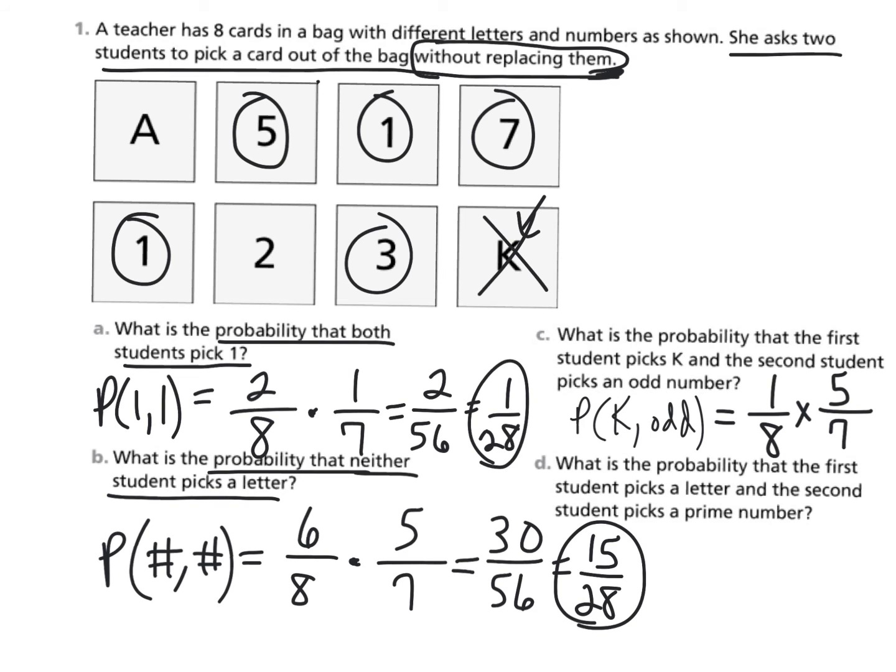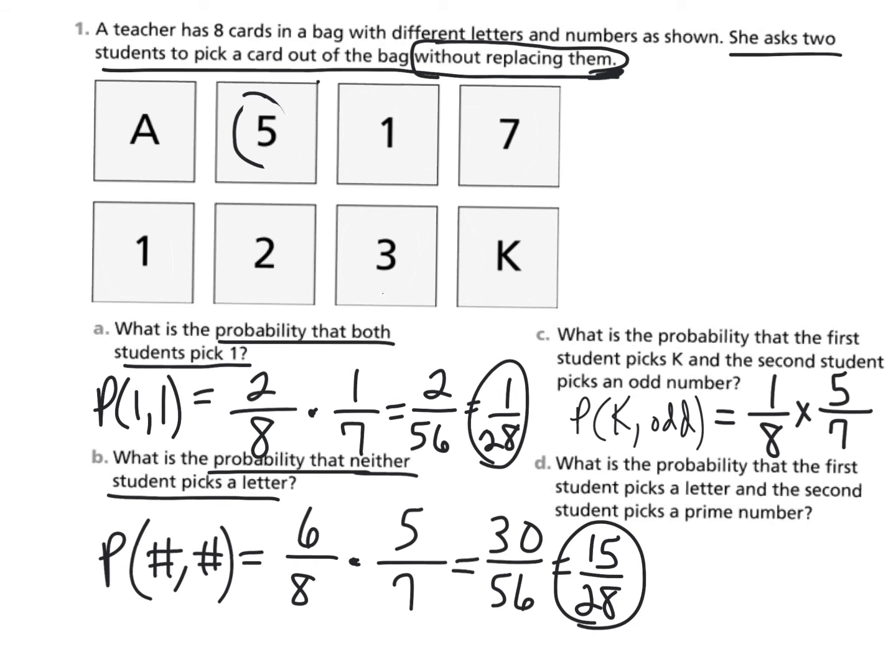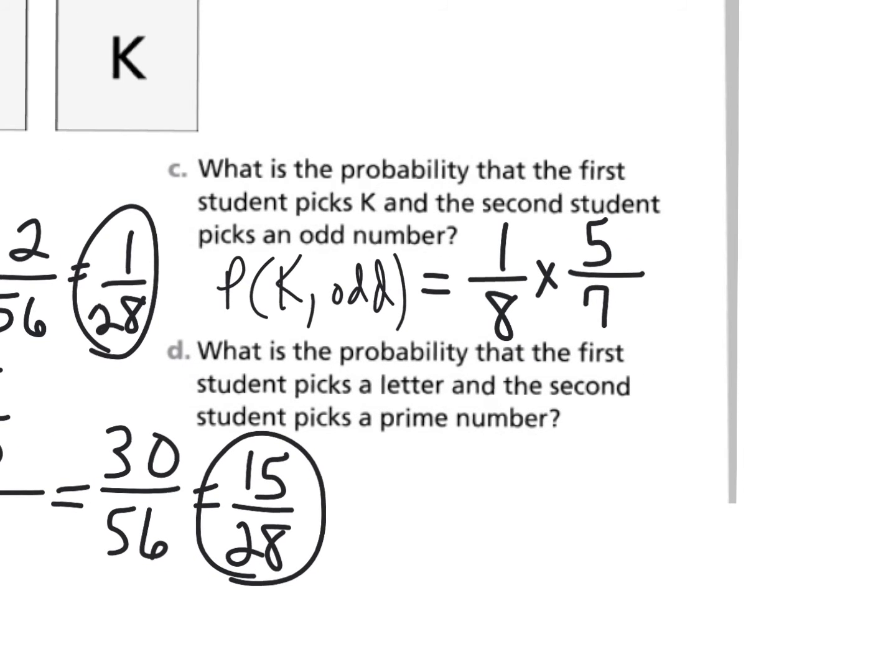And I'm just going to go ahead and erase here before I move this, otherwise it won't let me do it later as nicely. And if we multiply those together straight across, this would be 5 out of 56, and we can't reduce that.